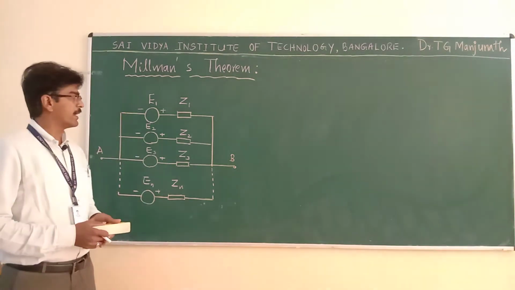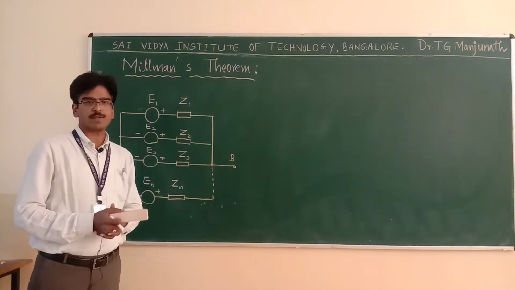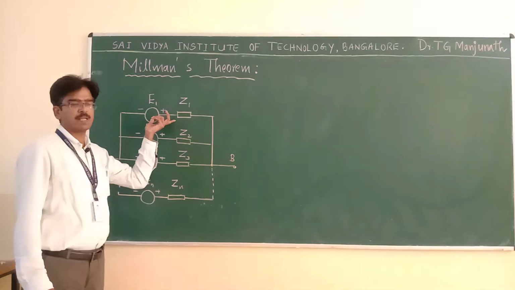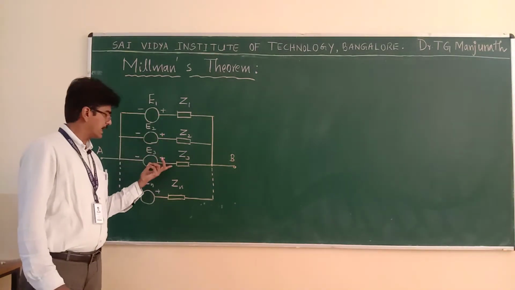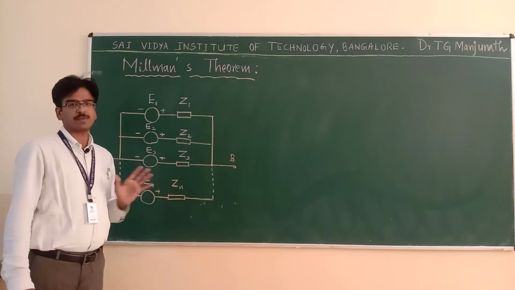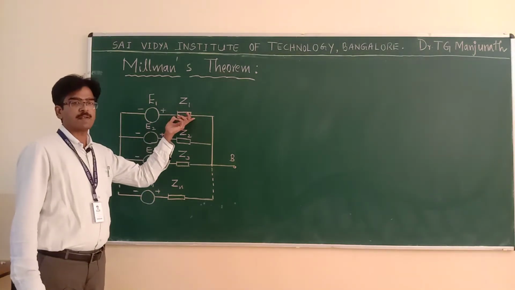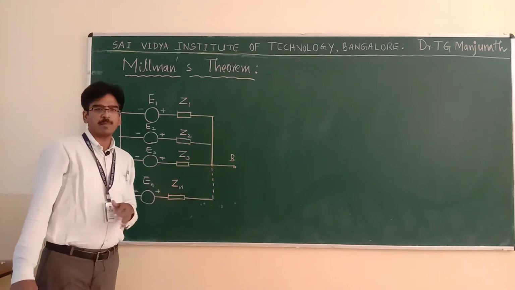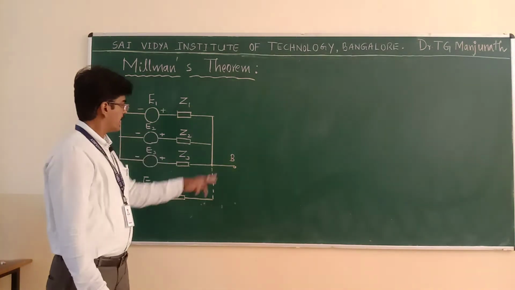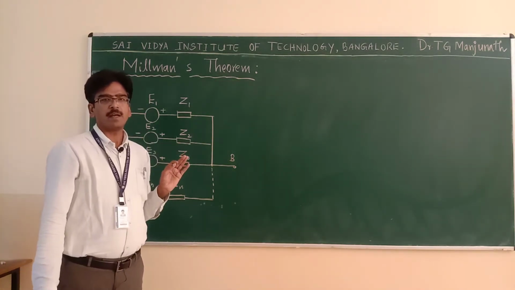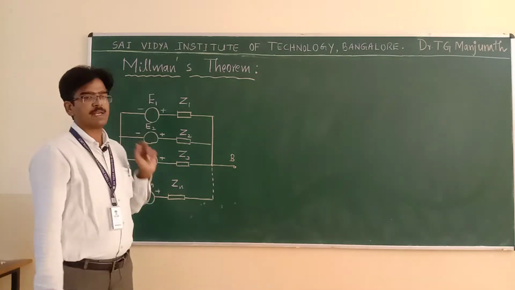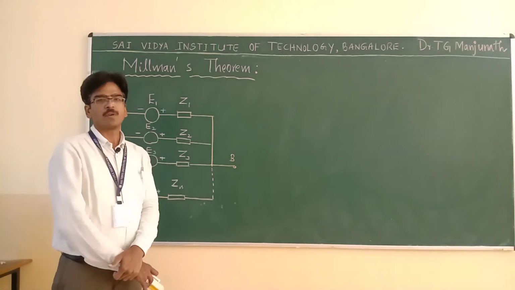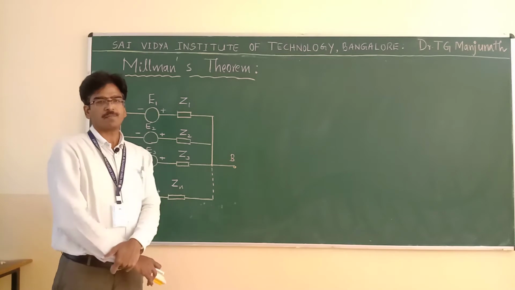Suppose you have n number of voltage sources connected in parallel. For example, this is one practical voltage source, another practical voltage source, like this. If n number of voltage sources with their internal resistances or impedances are connected in parallel across any two terminals, then this entire network can be replaced by a single voltage source in series with a single impedance by using this theorem. Then you can ask, what is the speciality of this theorem?